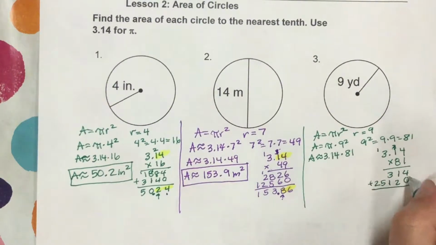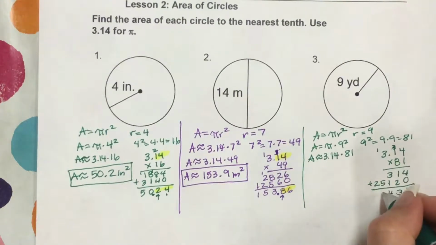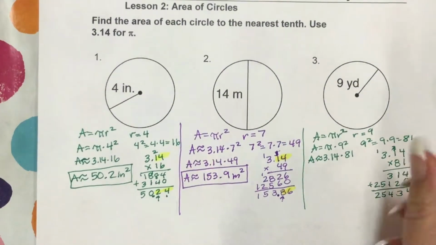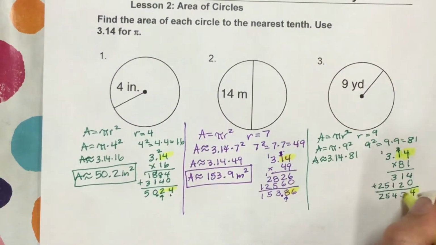And then I just add. So 4 plus 0 is 4. 1 plus 2 is 3. 3 plus 1 is 4. 5, 2. We have to determine the decimal, where to put that. There's 2 decimal places in the problem, which means there's going to be 2 in our answer.